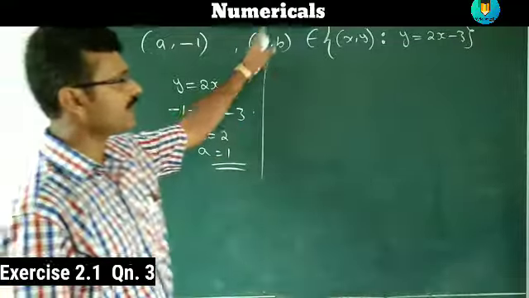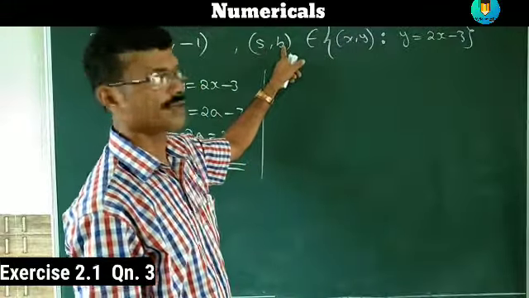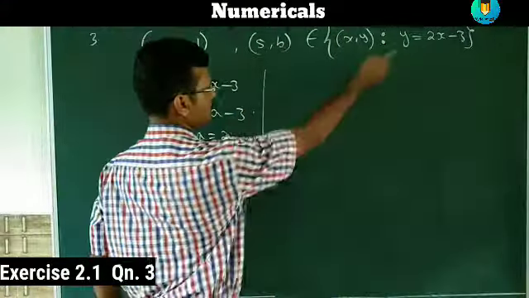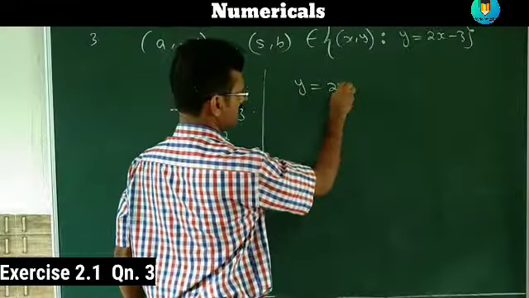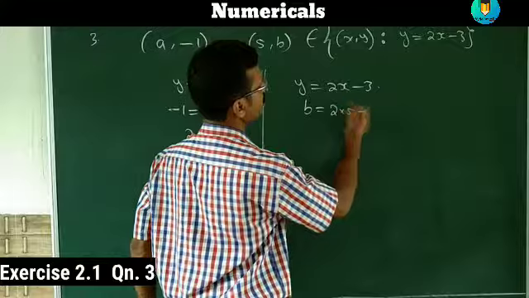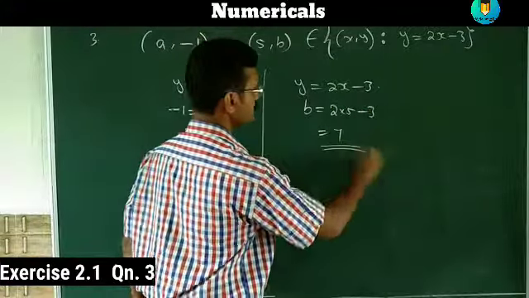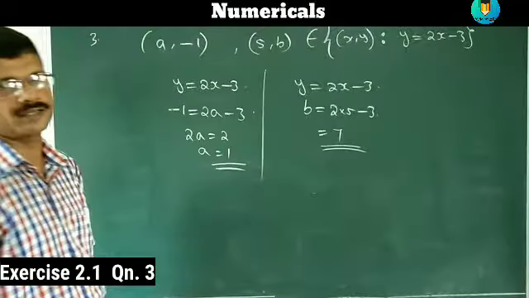Now for getting b, again we can substitute here. x is 5, y is b. So I am putting y is equal to 2x minus 3, and there I am putting y is b. 2 into 5 minus 3, 10 minus 3 is 7. These are the values of a and b.